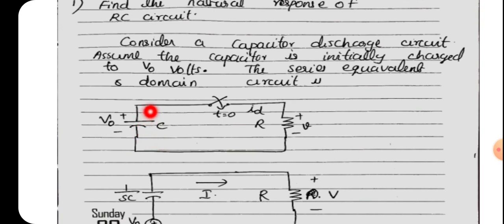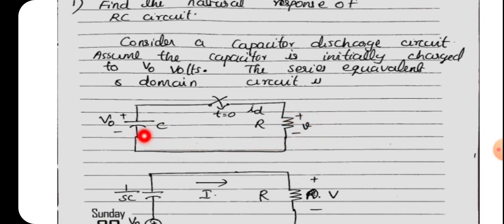Here the natural response means that there is no input, and the circuit contains the energy storage element capacitor C, and we want to find the response. Here the response means the voltage across the resistor. V is the response here, that means this will be the output.